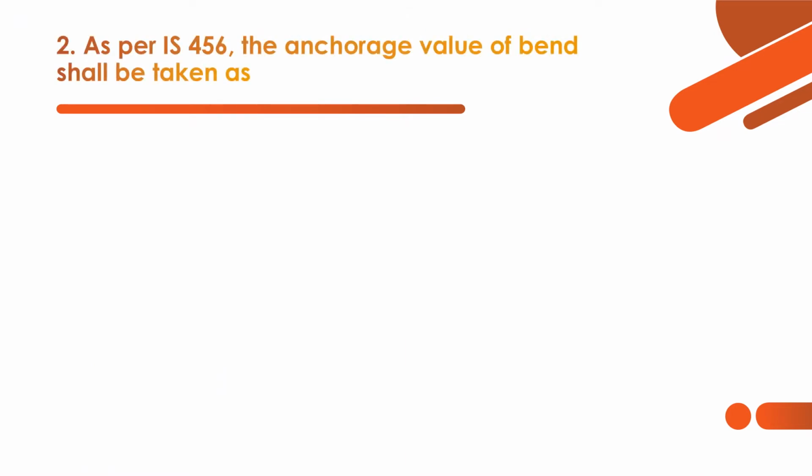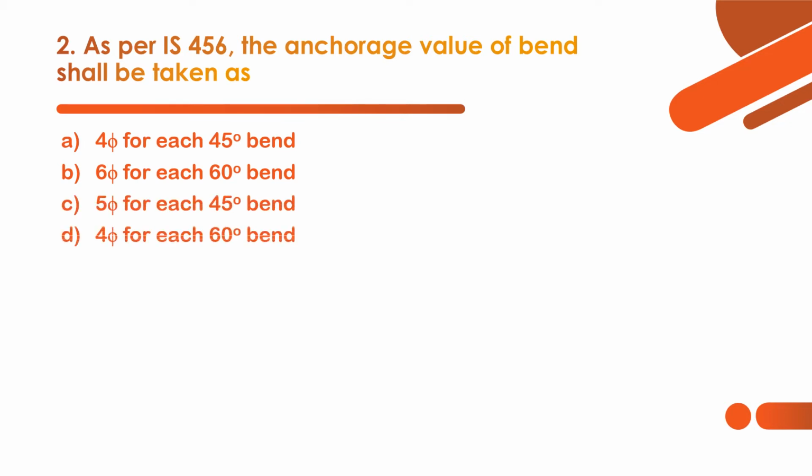As per IS 456, the anchorage value of bend shall be taken as: option A, 4 times the diameter of bar for each 45-degree bend; option B, 6 times for each 60-degree bend; option C, 5 times for each 45-degree bend; option D, 5 times for each 60-degree bend. So this is based on the anchorage value of bend. What is the correct codal provision that is given in IS 456? Option A, that is 4 times the diameter of bar for each 45-degree bend, is the correct one.